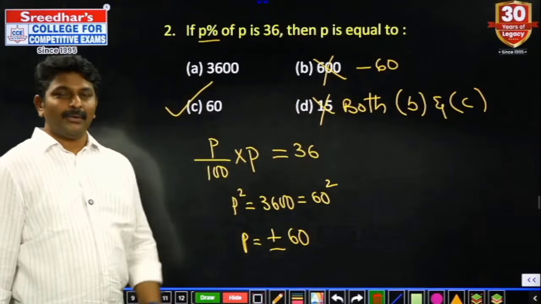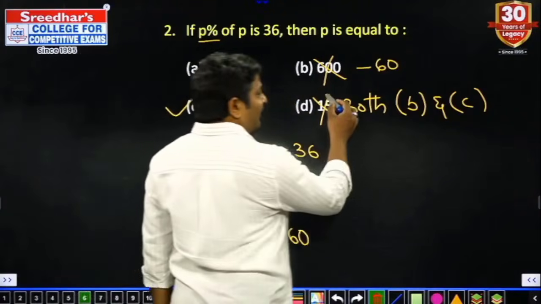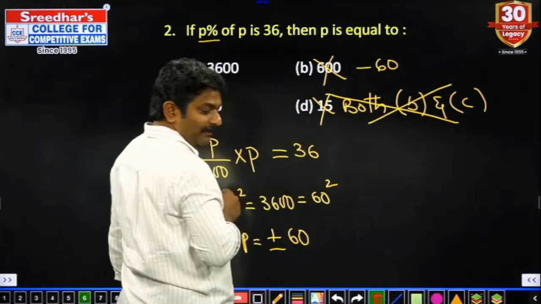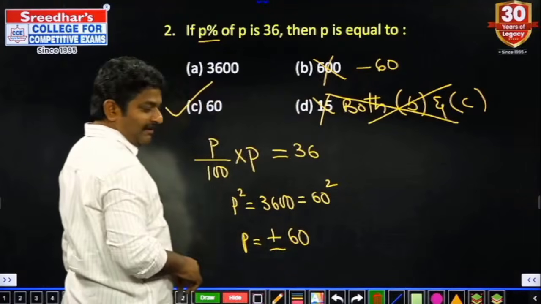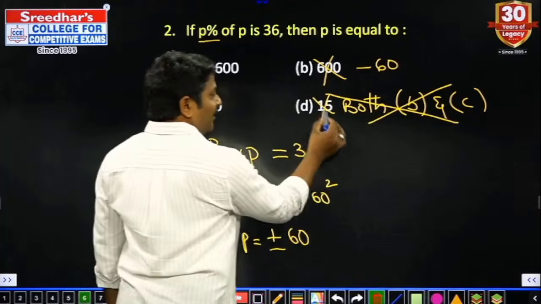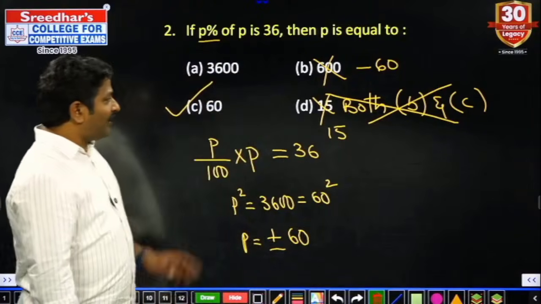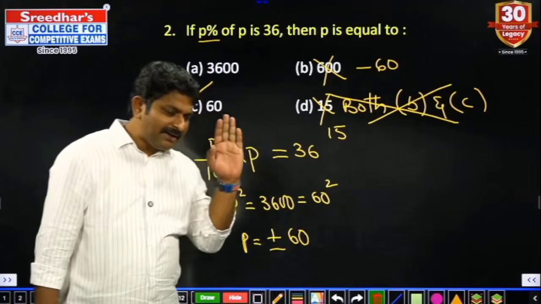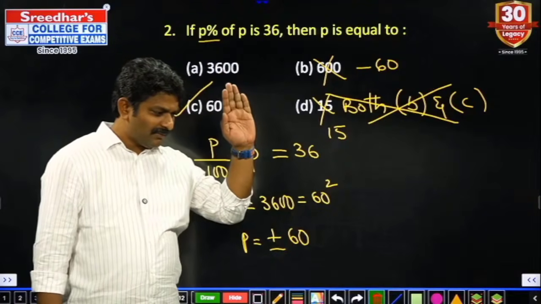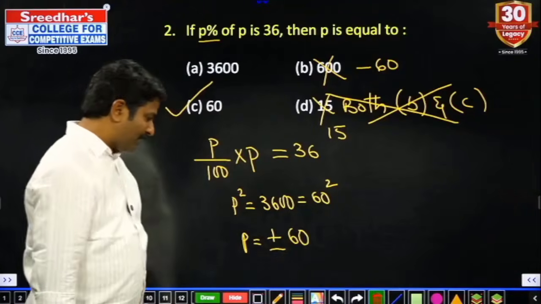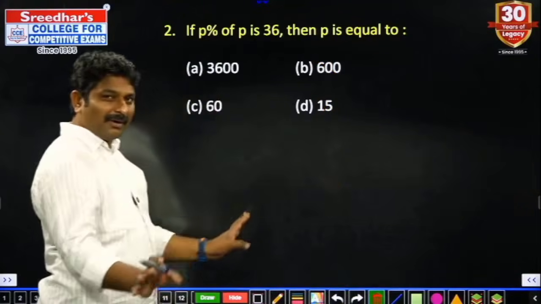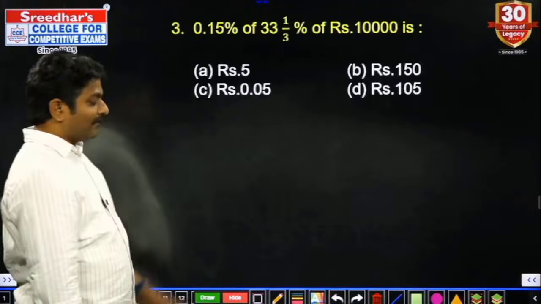You may get a doubt. What if minus 60 is not there, plus 60 is there, but the fourth option D is 15 only? Then which should be given? Did anyone get this doubt? No? Super then. No doubt, no answer. Come on, next.